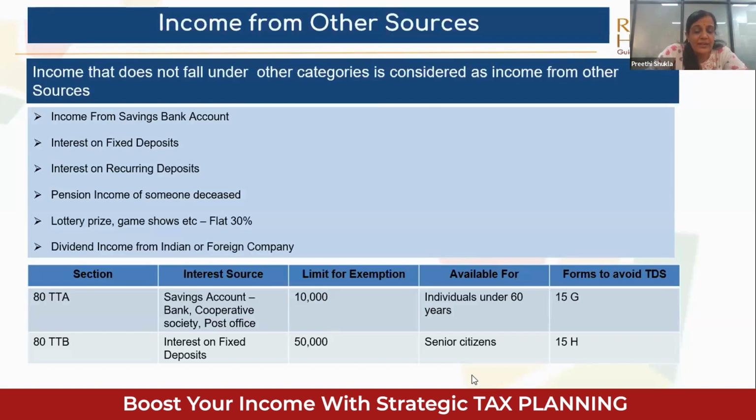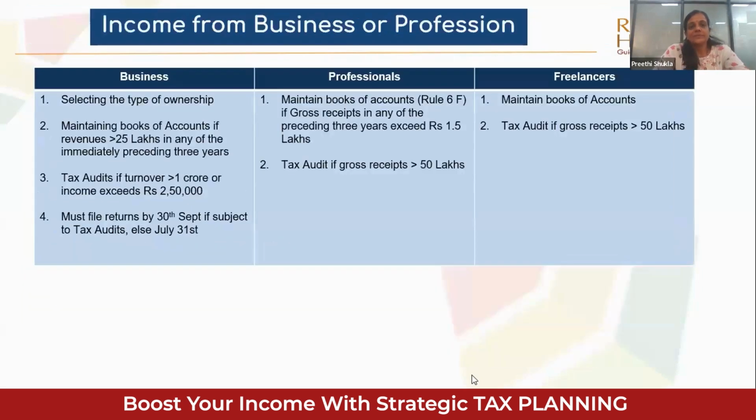So it is mandatory for you to either submit 15G if you're under 60 years, or 15H for senior citizens at the beginning of the year itself, and this has to be submitted every year. So keep note of these small rules so that you can avoid taxes.